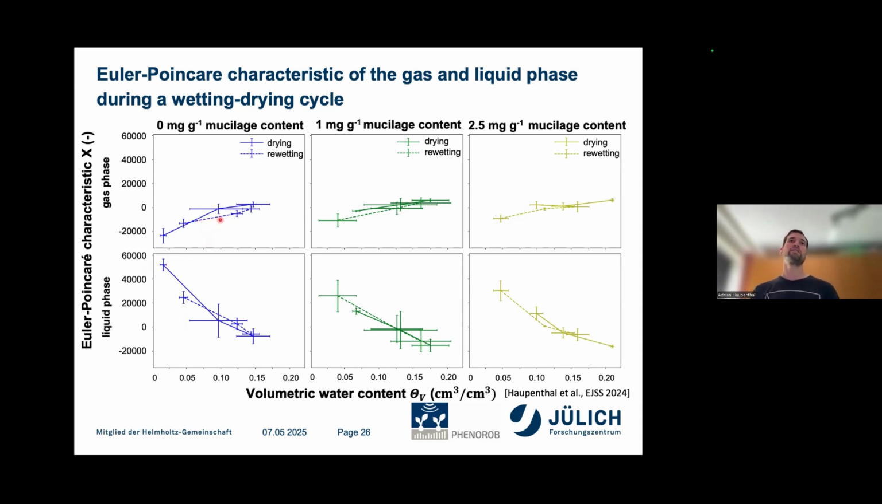Here we could also see for the gas phase indications of the hysteresis effect that is diminishing with increasing mucilage content. Yet we have to say that, of course, we have limits in resolution. These fine mucilage filament structures could not be detected with the CT imaging at this resolution. Also, during the image processing, the images were cropped to have the same sample size. We cut off a bit from the top layer and a bit from the bottom layer, which might be the areas with the most water content, or which might have altered the soil moisture content. This is also why it results in these large error bars.